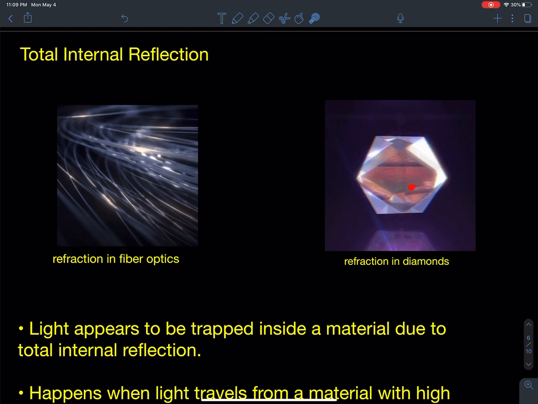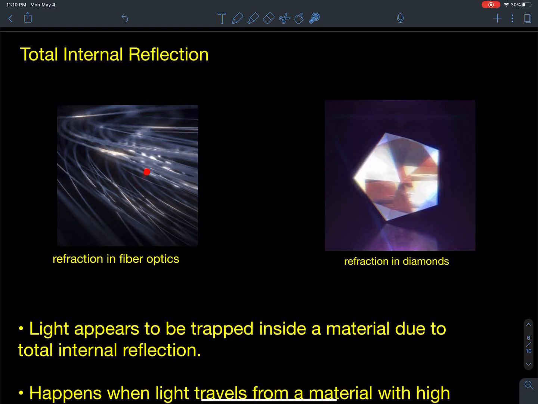So diamonds are a classic material where we will see total internal reflection. It appears that the light is being collected inside of the diamond and coming out at very sharp angles. Another material that allows us to have high-speed internet is fiber optics, which also uses glass or some type of high-density material that keeps the light within the fiber and doesn't allow it to leave. It's based on this principle of total internal reflection.